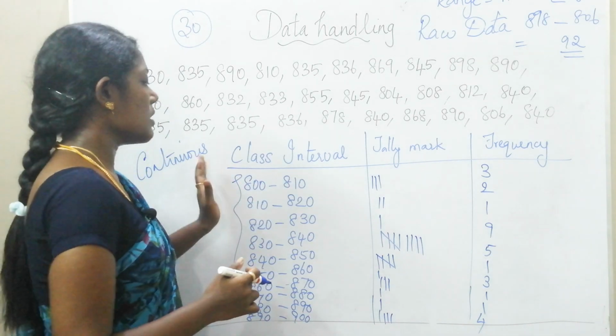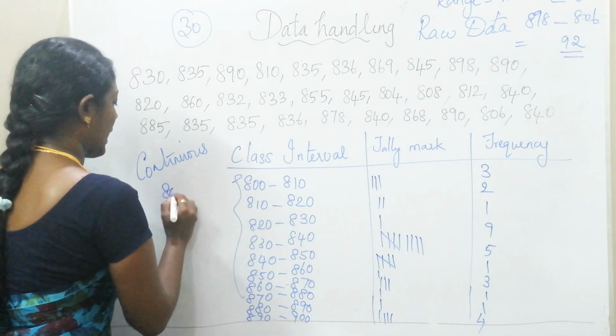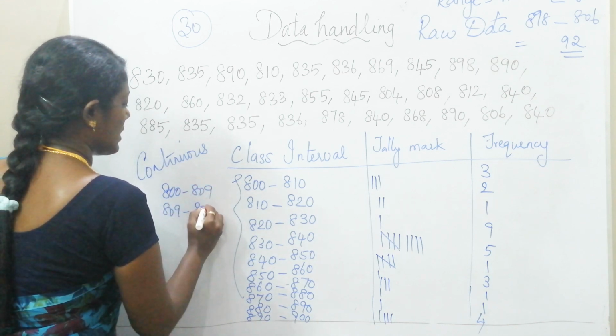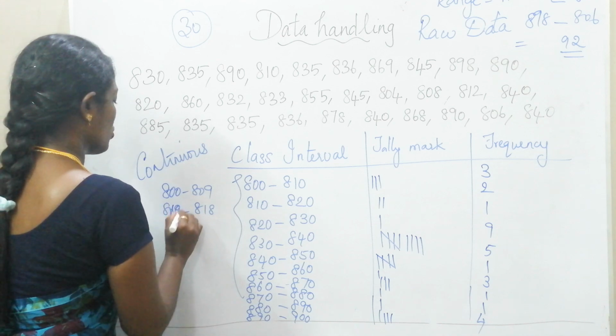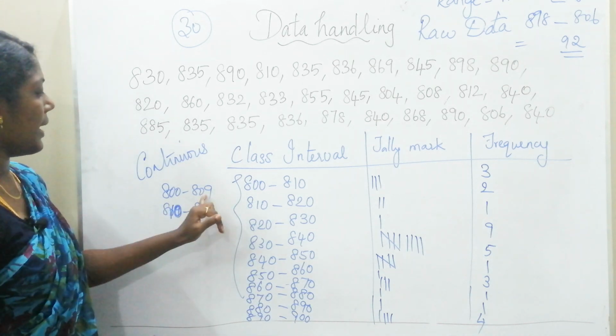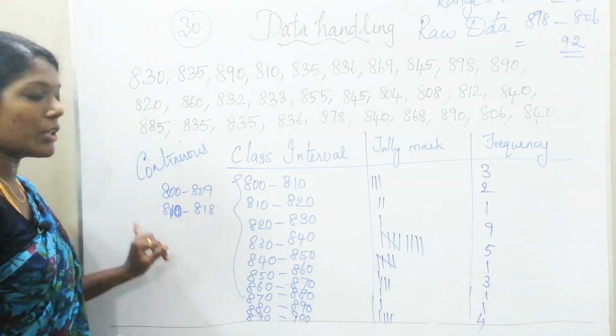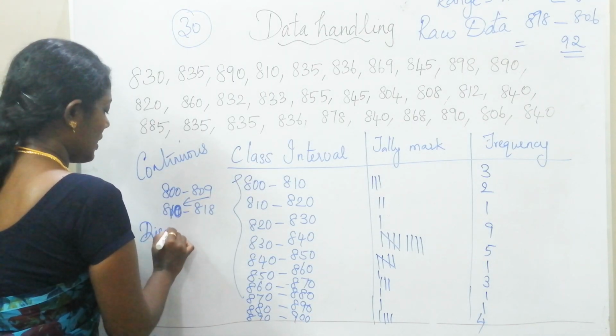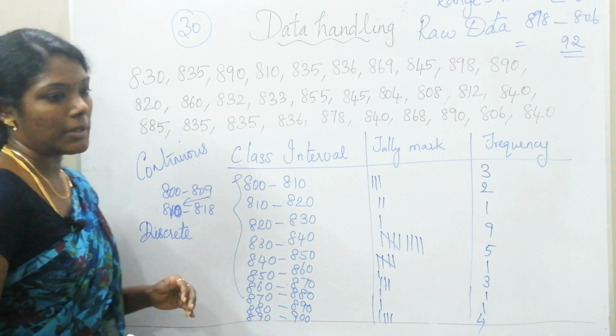If suppose the class interval is like 800 to 809, 810 to 818, and the next number has come here, so I am not repeating it. So this type of data is called discrete type of data.